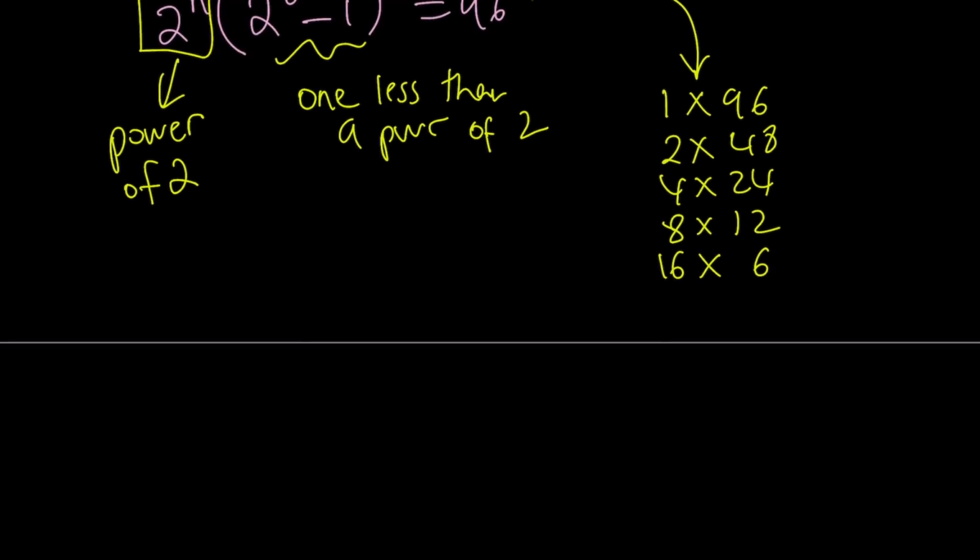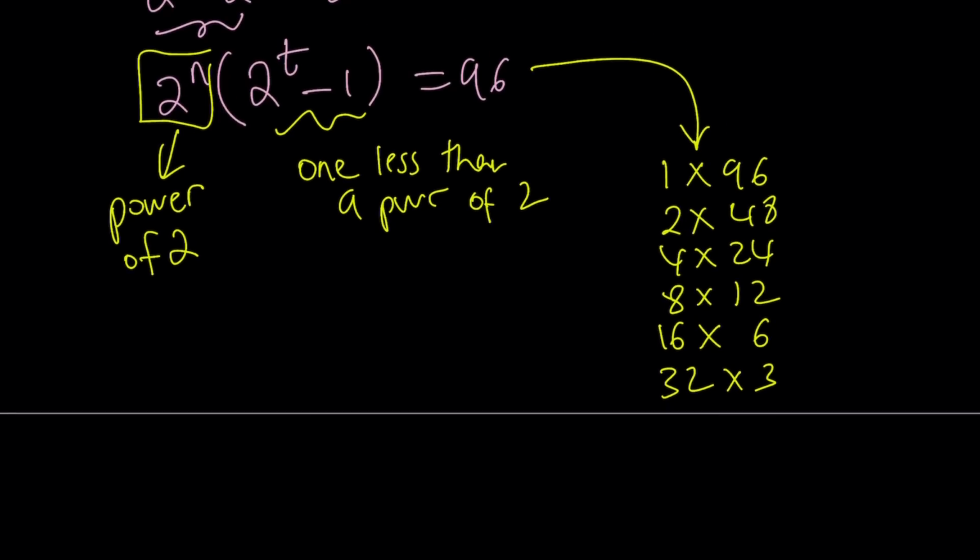And then you can also write 32 times 3. And I believe that is going to be it, because 64 doesn't go into 96. Make sense? Okay, great. So these are all the ways you can factor 96, such that one of the factors is always a power of 2. But at the same time, we also have to check that the other factor is 1 less than a power of 2. So if not, then we're just going to eliminate that case.